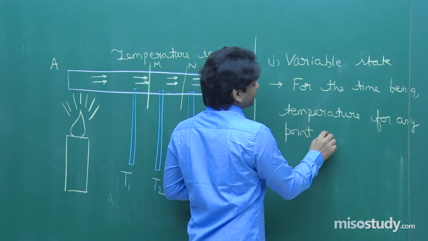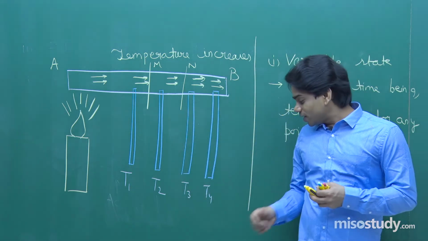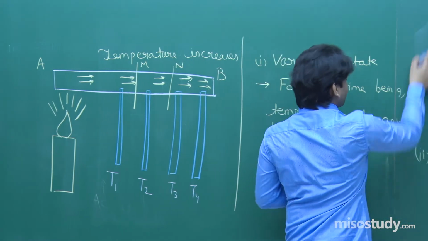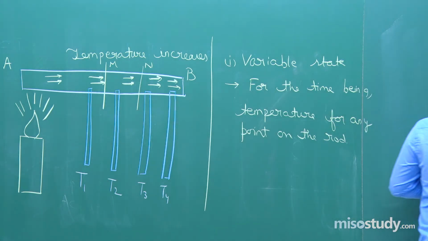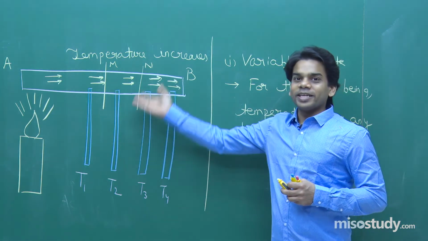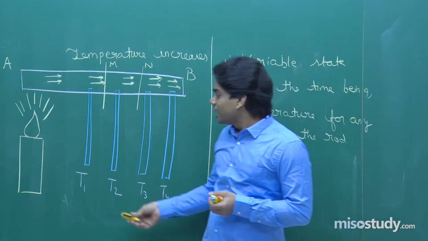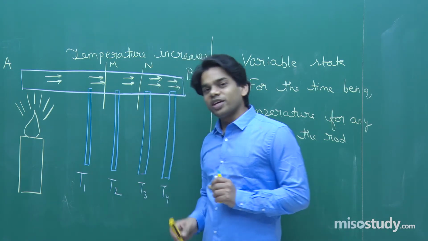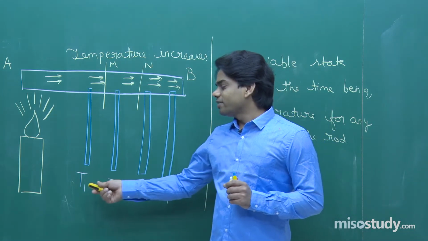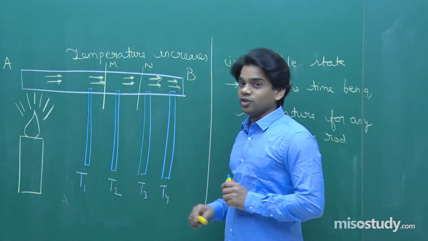Now next thing, what will happen if we go on continuously heating the end A? If we go on heating continuously the end A, then we are going to see that temperature will go on increasing. But after some time, we'll find that temperature of T1 will be fixed, temperature of T2 will be fixed, temperature of T3 will be fixed, temperature of T4 will be fixed. But T1 will be lying at the highest temperature, T2 less than that, T3 even less than that, and T4 the least one.